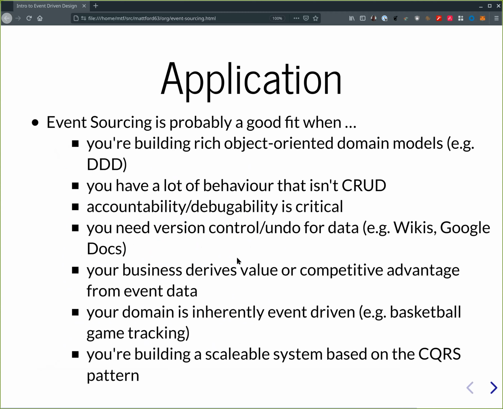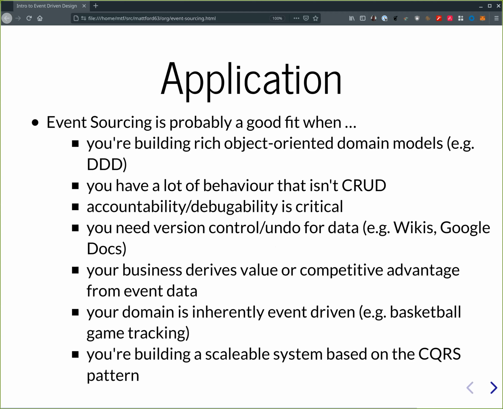Okay. So when is event sourcing a good fit? When you've got a rich OO model, when you have a lot of behavior that isn't CRUD. I shamelessly nicked the slide from another source. When accountability and debuggability is critical, you have a full history of absolutely everything, and you can hopefully trace everything that happens through the system. So that's really nice. When you want undo, that's a really good time to be able to use it.